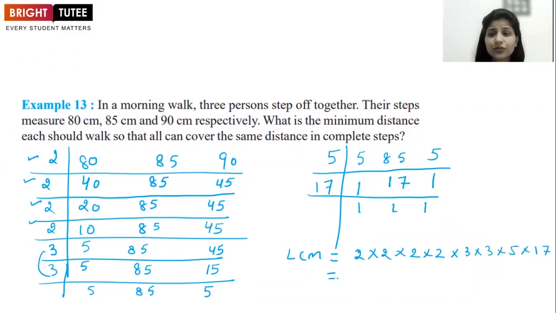Now what we are going to do, we are going to multiply all of these. After multiplying, we will get 12,240.